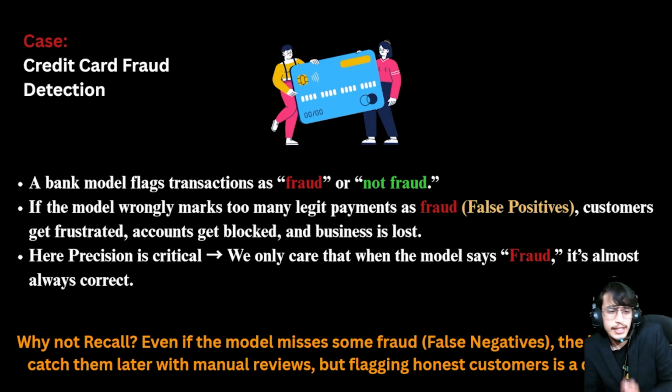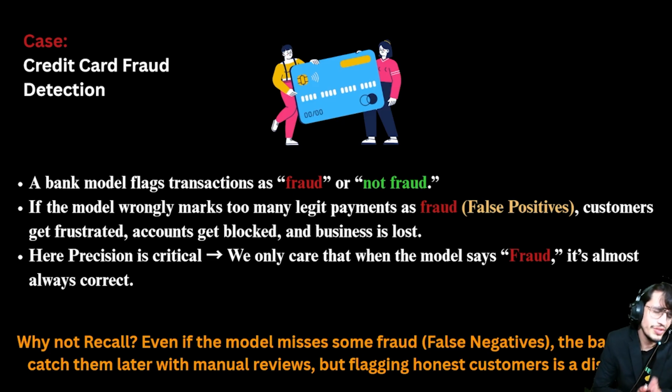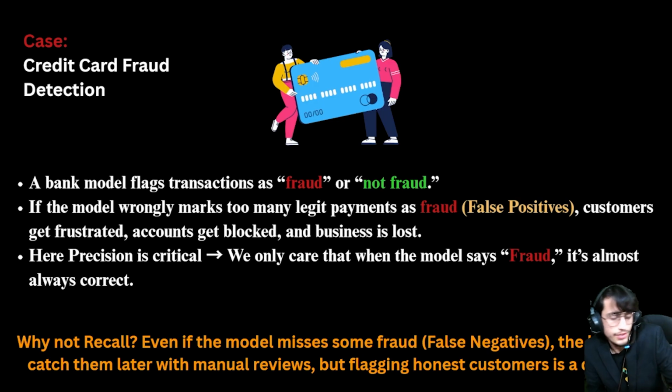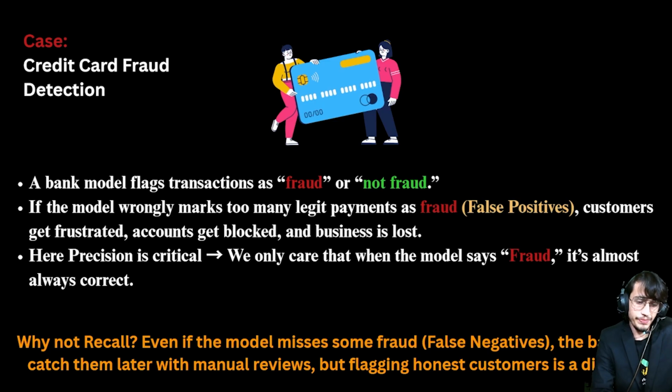In this we are not using recall, because even if there was a fraud but our model predicted it is not fraud, we can catch them later. It's like a bank transaction, we can reverse it, and there are other methods. So in the cases where we need to see how many are not fraud, meaning negative, we will use precision.